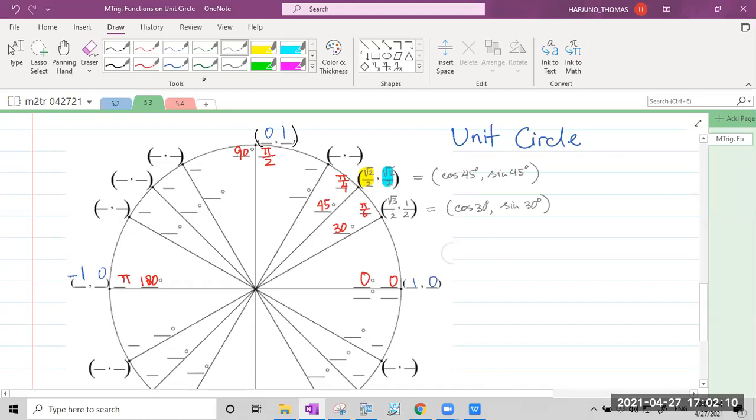Okay, now 60 degrees corresponds to, in radians, pi over 3. The x component is cosine 60 degrees, which is 1/2. The y component is sine 60 degrees, which is radical 3 over 2.